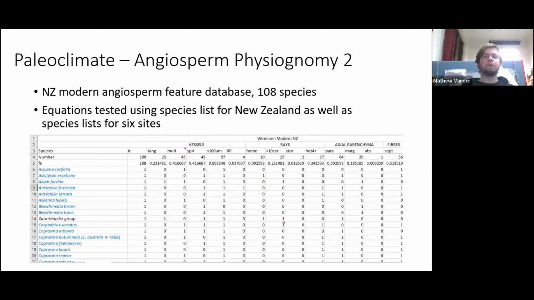So, stepping right back, we decided that I should put together a modern feature database of all of the New Zealand woody species. And this was basically so that I could actually see if these 31 equations would actually work in estimating paleoclimate parameters to any sort of relevance. And so I put this database together, tested the equations on the entire species list, as well as specific species lists for 6 sites, 3 in the North Island, 3 in the South Island.